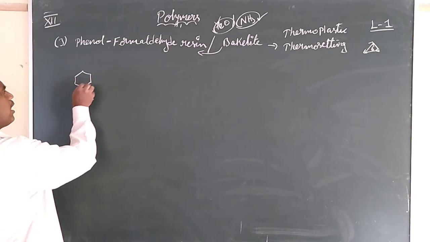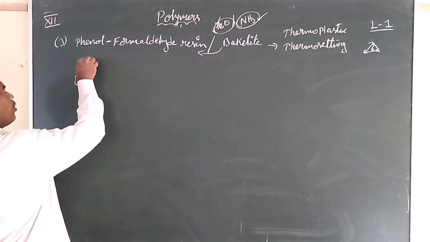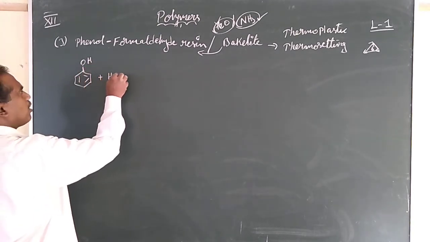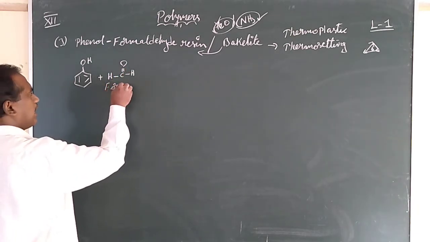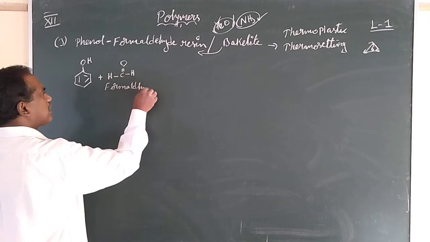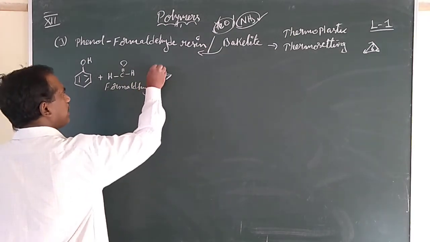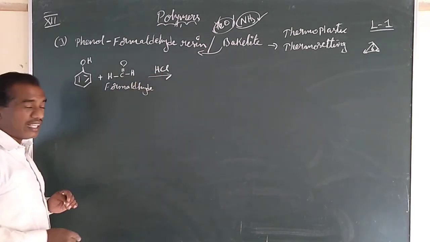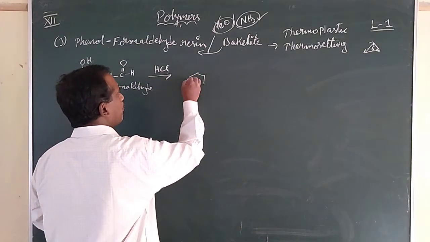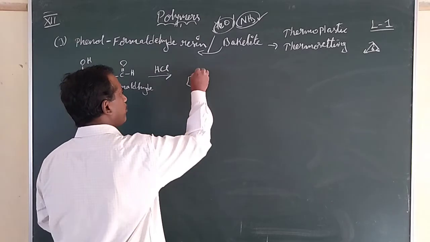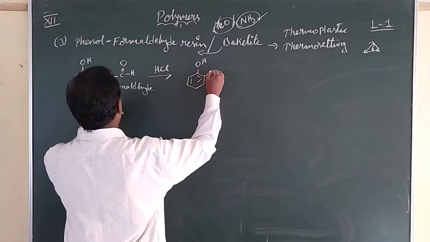Phenol, we know the formula, has OH. If you react this phenol with formaldehyde in the presence of HCl, hydrochloric acid, in this acidic medium, the formaldehyde will be bonded at the ortho portion.